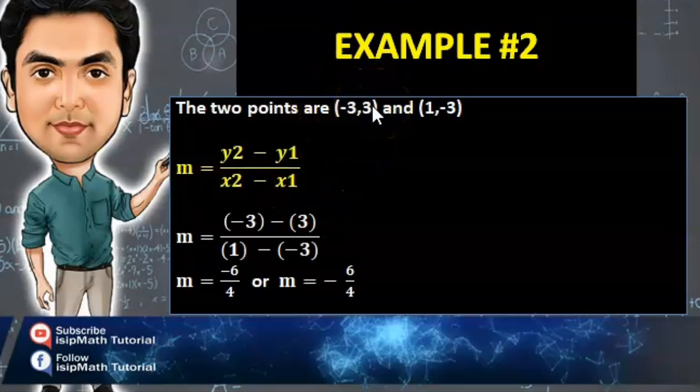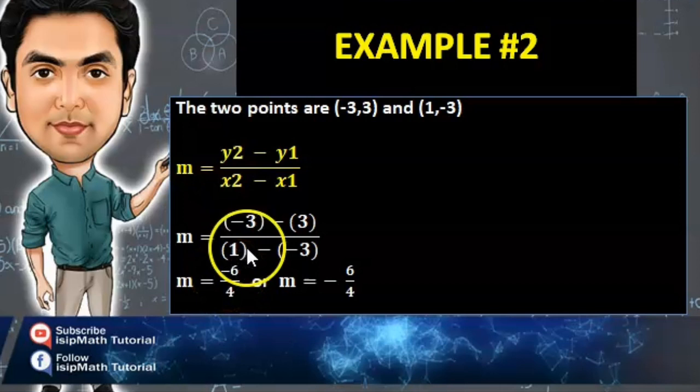So substitute lang po natin. So our y sub 2 here is negative 3 minus y sub 1, which is positive 3, over x sub 2, which is positive 1, minus x sub 1, which is negative 3. So ang result po natin dito, magiging ganito. Negative 3 minus 3, the result is negative 6.